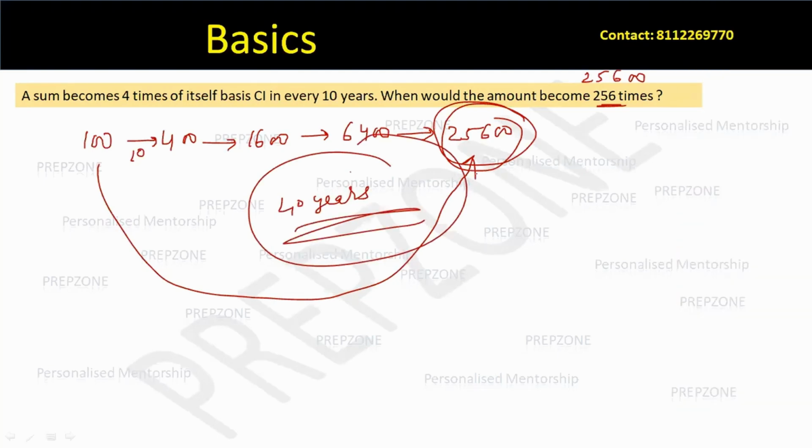So simple question, everyone is clear? Amount 4 times हो रहा है, 100 कोई भी एक नंबर मान लो, start multiplying the initial principal by 4 times and then keep on doing it unless you get it 256 times. Okay, moving to the next question.